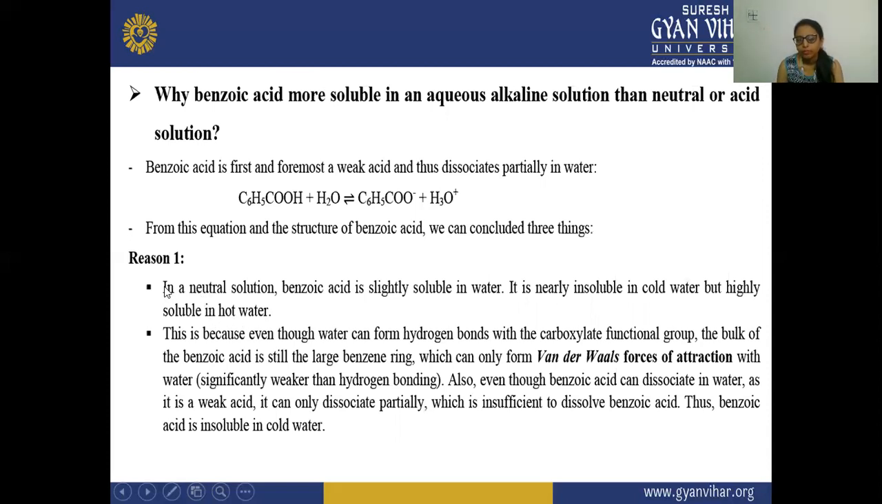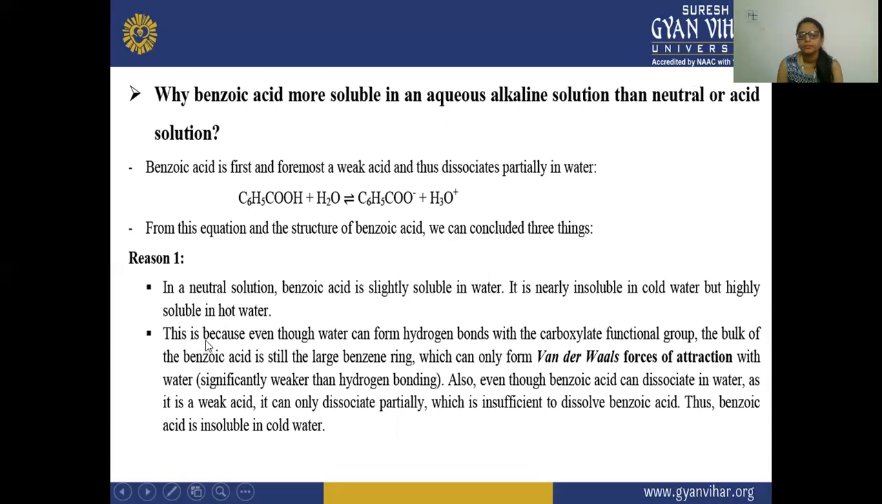So here you can see that in neutral solution, benzoic acid is slightly soluble in water, but in cold water, it is insoluble, while it is highly soluble in hot water. So benzoic acid is highly soluble in hot water, but insoluble in cold water, and slightly soluble in water in a neutral solution.